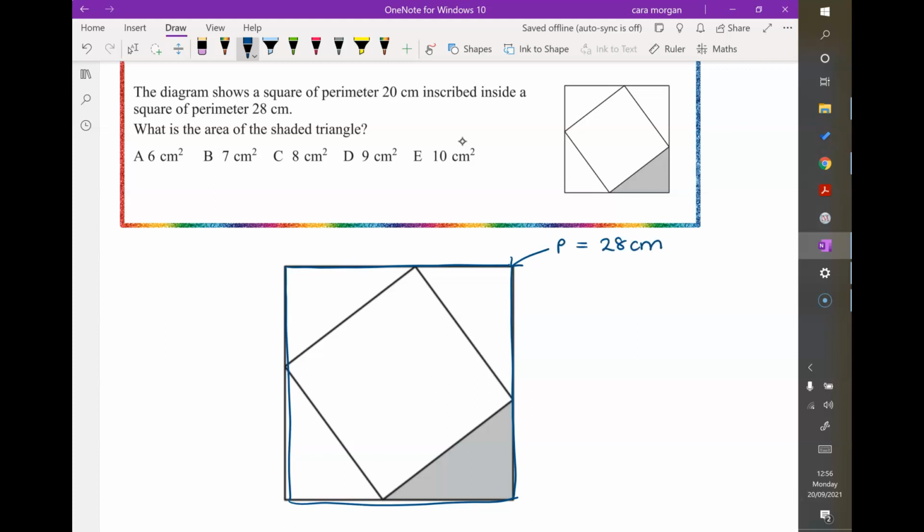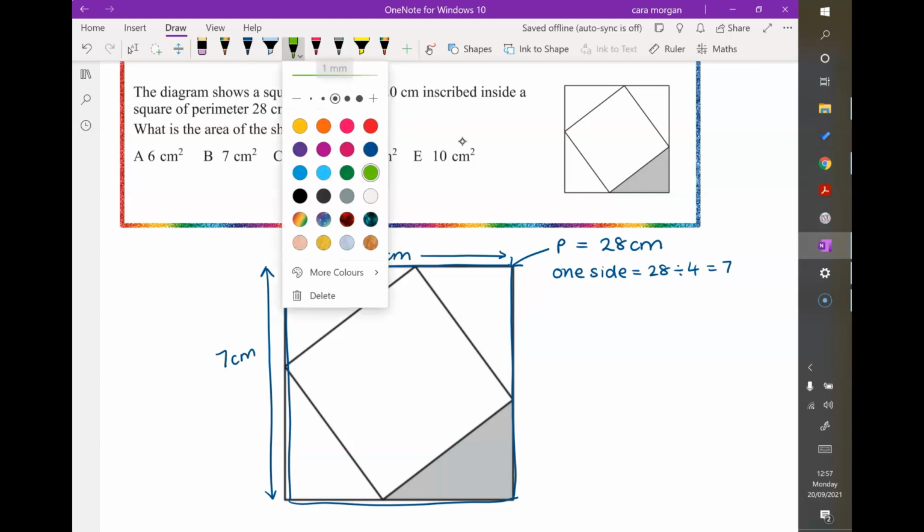Now, of course, that means that each side is the same length, as it's a square, and so one side is going to be 28 divided by 4, which is 7. So I've got each length of that larger square being 7 centimetres. So just popping my lengths on there.